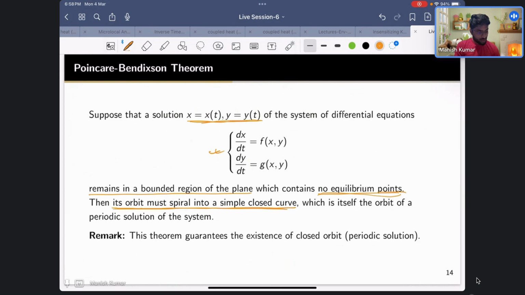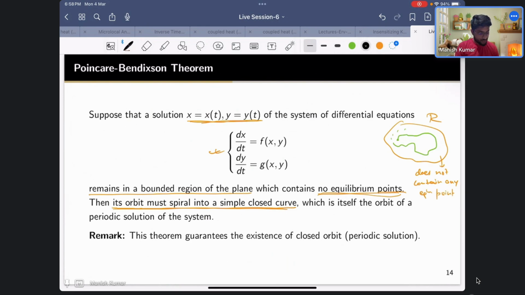Okay, what does it mean? Suppose you have this domain R, and you know that a particular solution, this (x(t), y(t)), as t goes to infinity stays in this bounded region. Okay, and you take any other solution. So this is the assumption we have, and one more assumption is that this region does not contain any equilibrium point. In this region there is no equilibrium point.